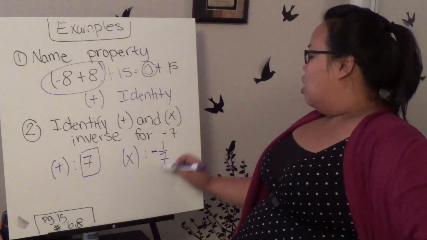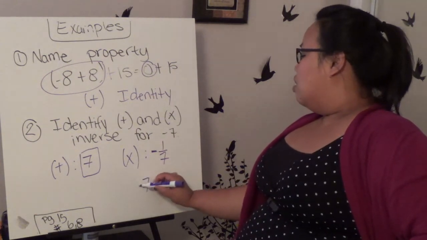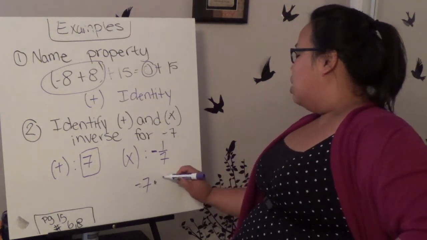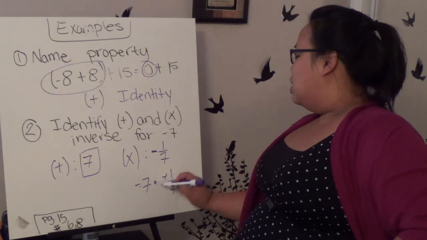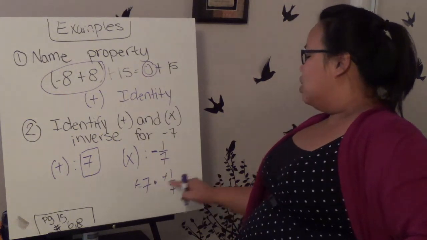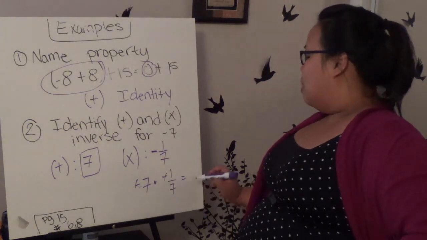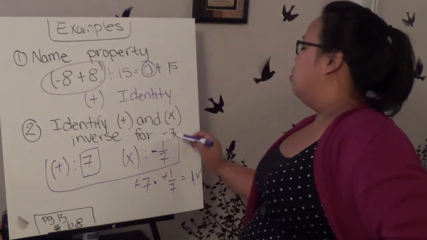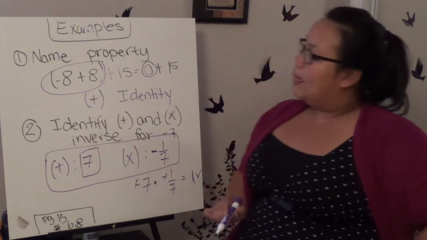So let's check it. Negative 7 times negative 1 over 7. This and this cancel out to give me a positive. 7 times 1 is 7, divided by 7, which gives me 1. So it does check out. So these two are our answers.